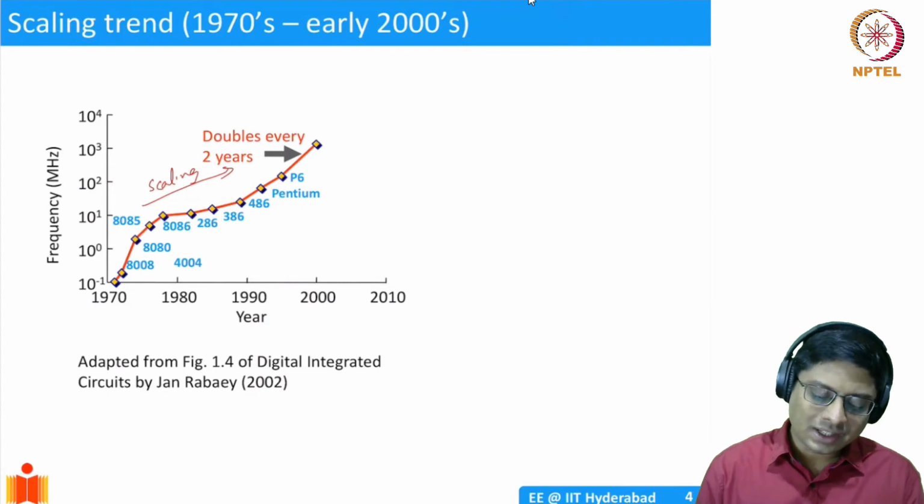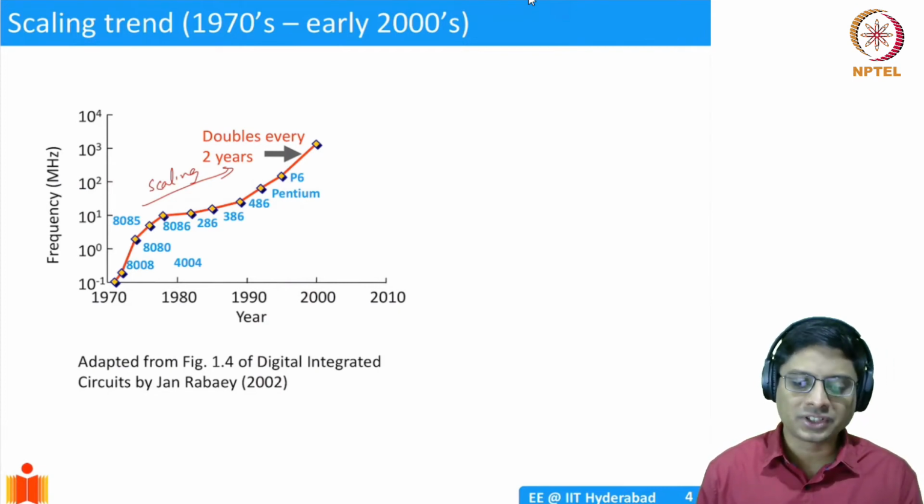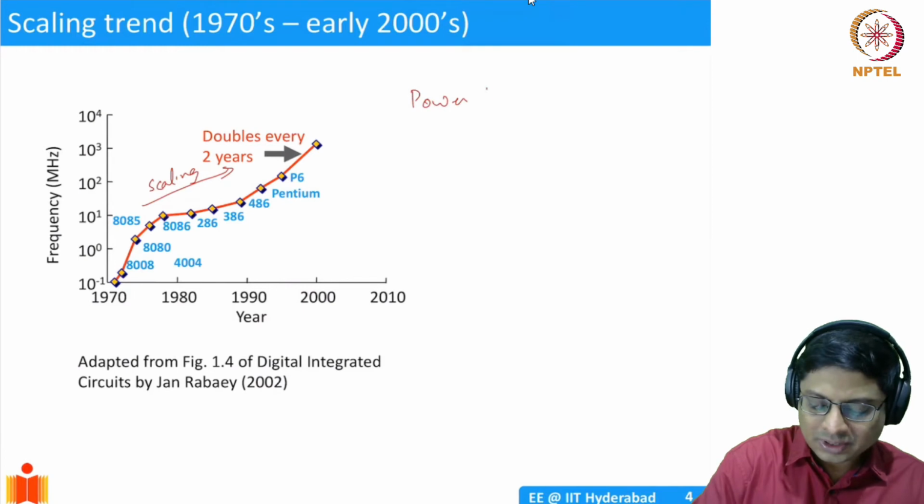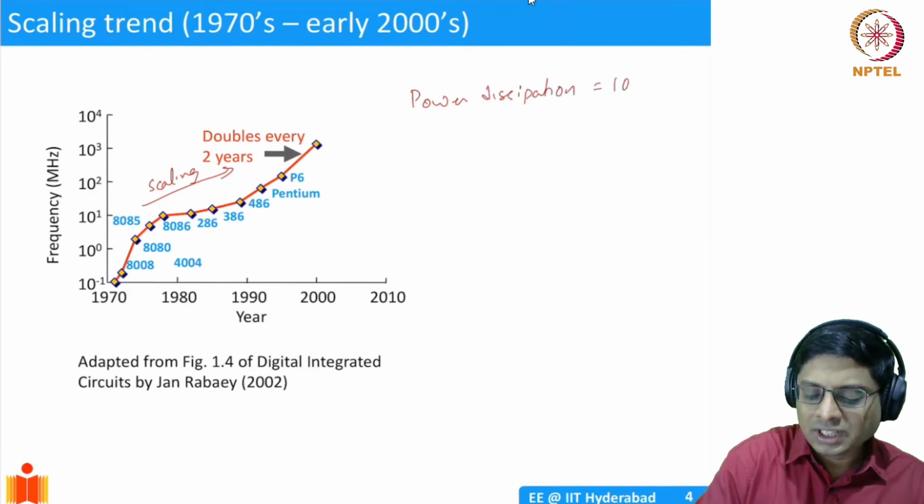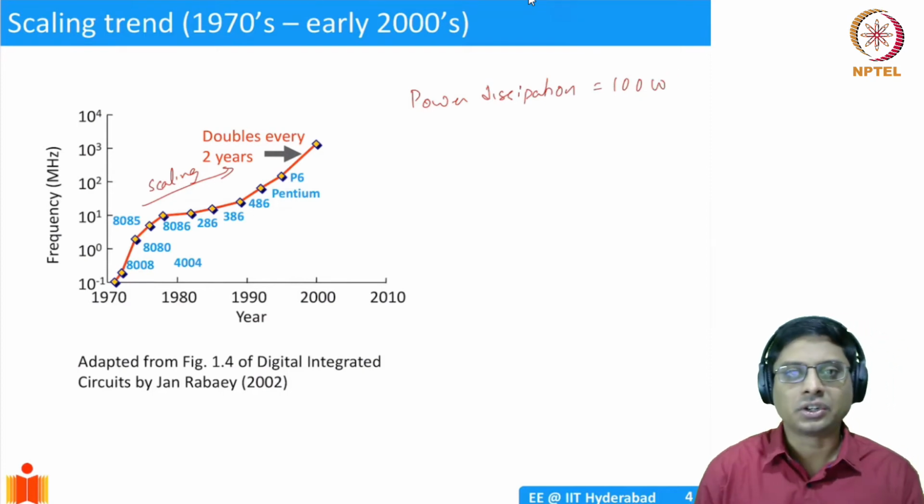So let's say when you are actually designing a processor, one of the most important features is power dissipation. Let's say power dissipation we can accept about, let's say 100 milliwatts, or not 100 milliwatts, 100 watts of power dissipation, okay, in your chip.